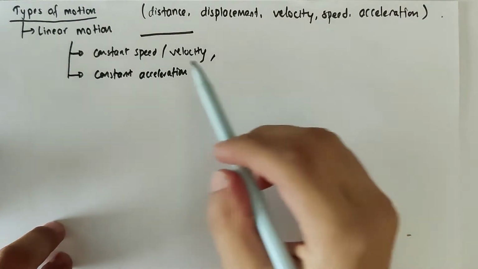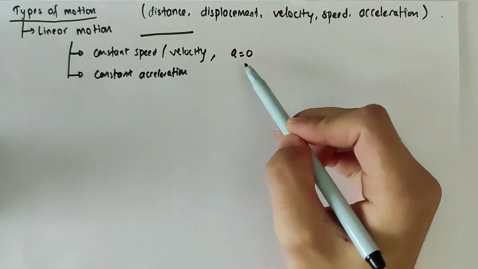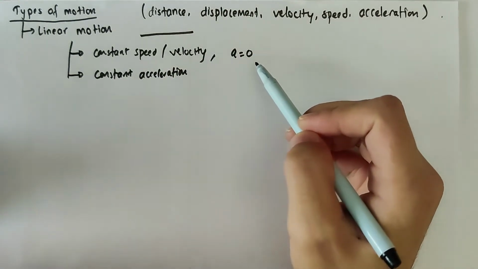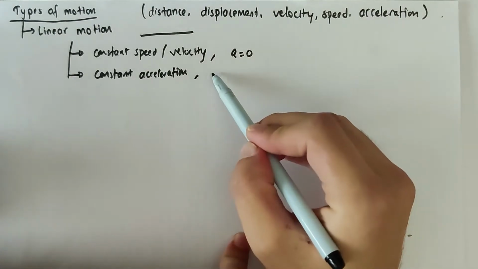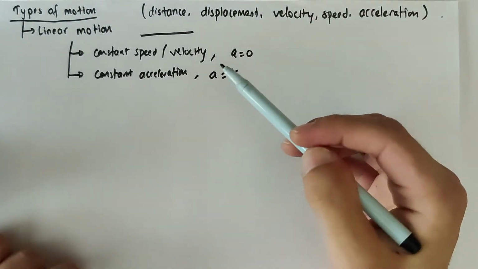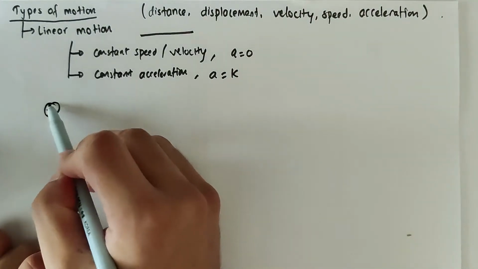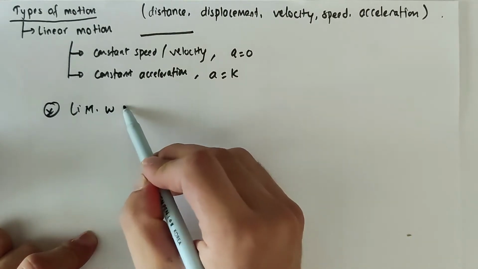Constant speed means acceleration is zero. Because acceleration is the rate of change of velocity, and if the velocity is constant, it means acceleration is zero. And in the second type, acceleration is constant, some constant value, so acceleration is not changing in these types of motions. So now let's look into linear motion with constant speed.